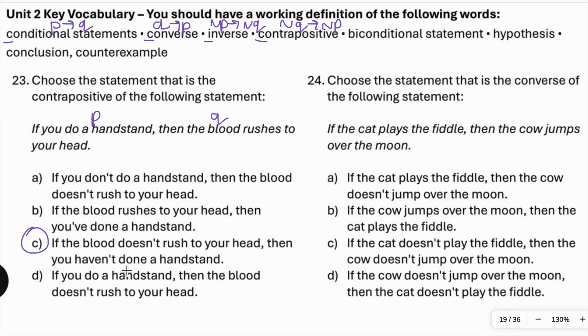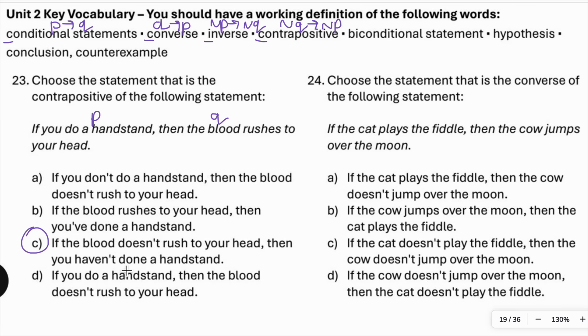25, choose the inverse of the following statement. Remember, inverse is not P to not Q, just like we have up here. Okay, so right now, if a quadrilateral has 4 right angles, then it's a rectangle, so the inverse of that is going to be option D. If a quadrilateral doesn't have 4 right angles, then it's not a rectangle.